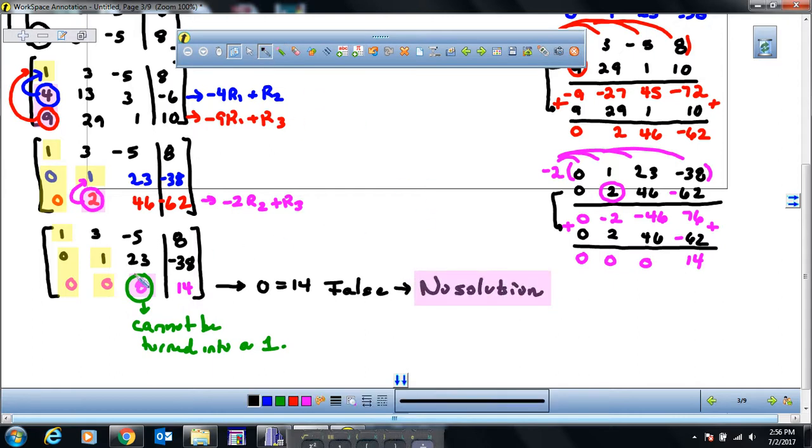So once we get 0, 0, 0 on the bottom, that automatically tells you that the system has either no solution or infinitely many solutions. So if you get 0, 0, 0 and a number that is not 0 on the right side, then that's automatically a no solution. However, if you get 0, 0, 0 and 0, that will be a system with infinitely many solutions. So right here we got a no solution.